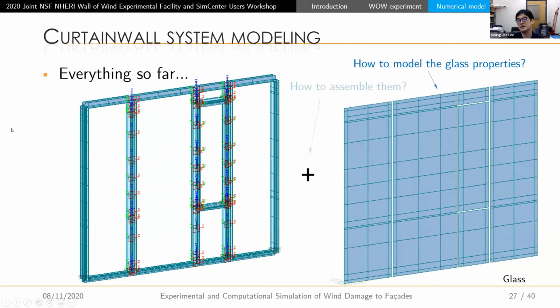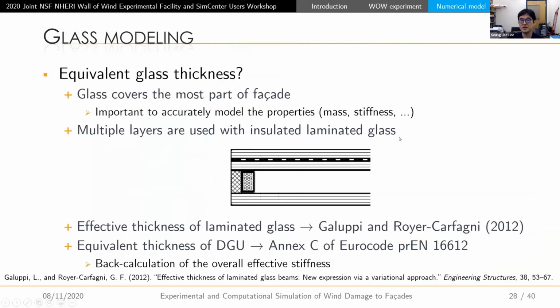Next is how we can model the glass properties, and then how we can assemble those. Glass modeling is important because glass covers most of the facade, so it significantly affects the dynamic behavior of the facade system. It is of great importance to accurately model those properties, including mass, stiffness, and so on. But modeling glass is not really straightforward when there are multiple layers with insulated laminated glass, which is actually our case.